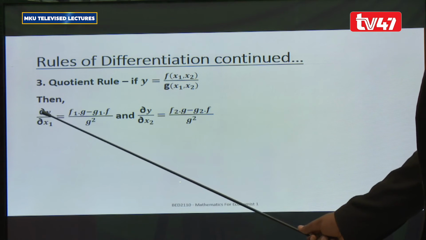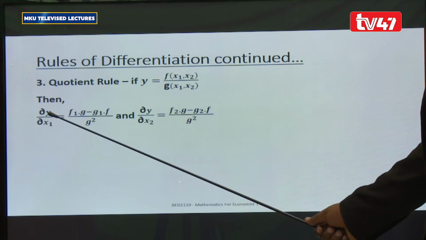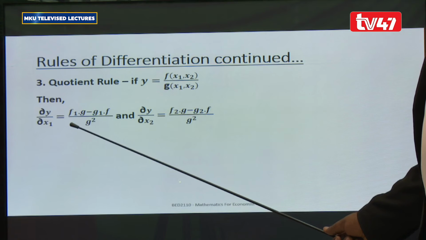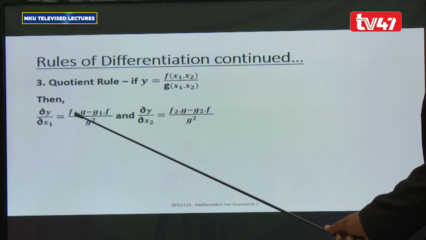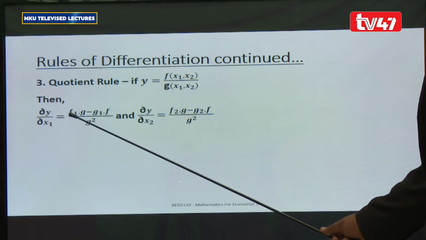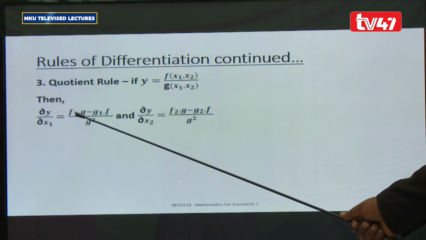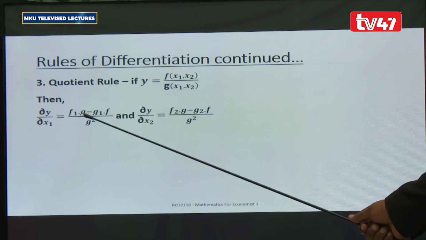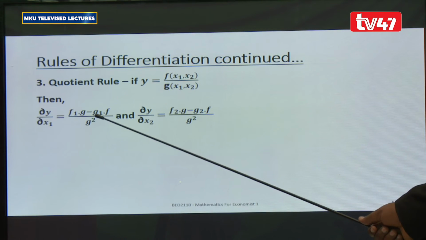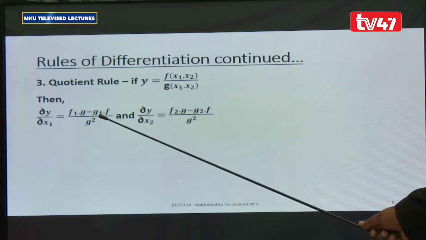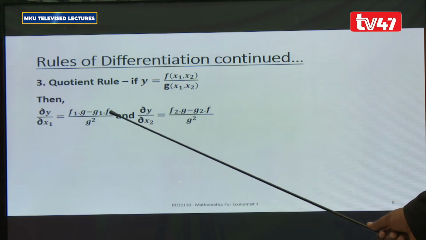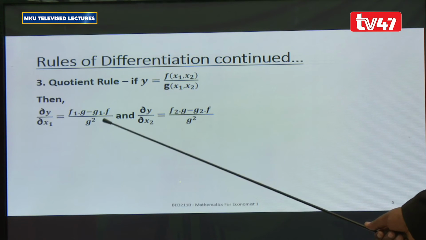Such a function we will be able to get partial derivatives by the use of the quotient rule, and in this case we can get the partial derivative of this function y with respect to x1, whereby we will get the numerator as f1 g, f1 being the first derivative of the first function, and g is the second function, and from the result we subtract the partial derivative of the second function with respect to x1 multiplied by the first function, the whole of it divided by the denominator squared.